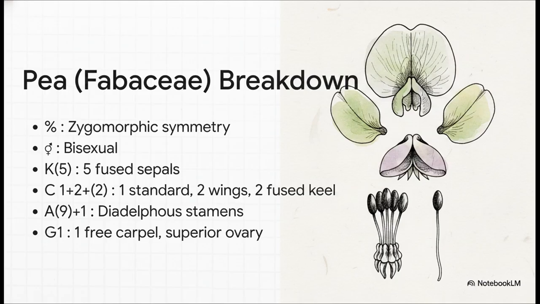And the absolute dead giveaway for a pea, the androecium is A9 in brackets plus 1. That is the famous diadelphous arrangement. 9 stamens fused into one giant bundle with one lonely stamen standing completely free. If you see C 1 plus 2 plus 2 or A9 plus 1, you've got a pea.